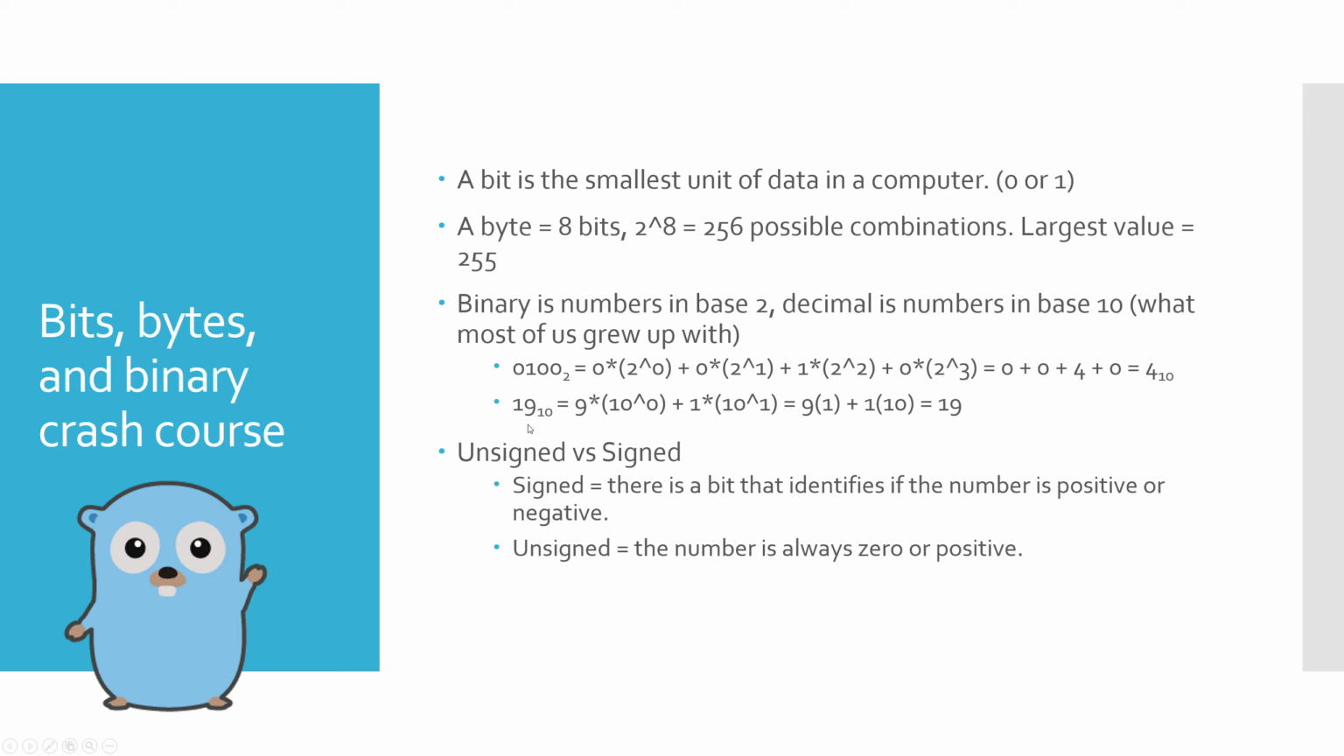So we do the same calculation here. We do 9 times 10 to the power of 0, because the value at the 0th place is 9, and it's base 10. Now we do plus 1 times 10 to the 1, because the value here is 1, and it's 10 to the power of 1 because it's the 1's place here, 0, 1, and then it's base 10. You do the calculation again, so it's 9 times 1 plus 1 times 10, that gives you 19. Now, that's that. So that's how you go from binary to decimal.